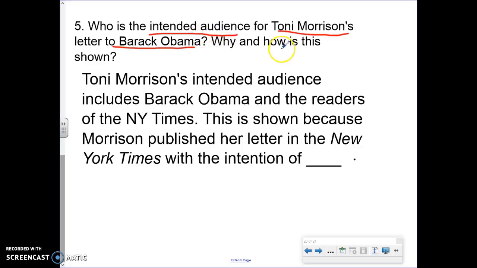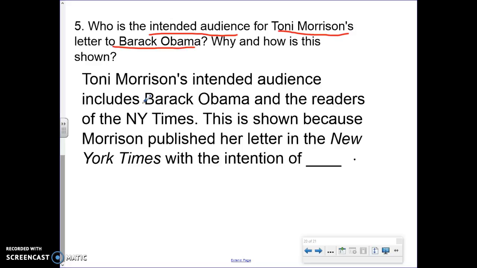But what's more important is the why and how is this shown. So this is shown because Morrison published her letter in the New York Times with the intention of, and then here's where you fill in the rest of your answer. Now, you already mentioned her name, Toni Morrison's, once. So the second time you mention her name, you only need to do her last name, not first name, just her last name.